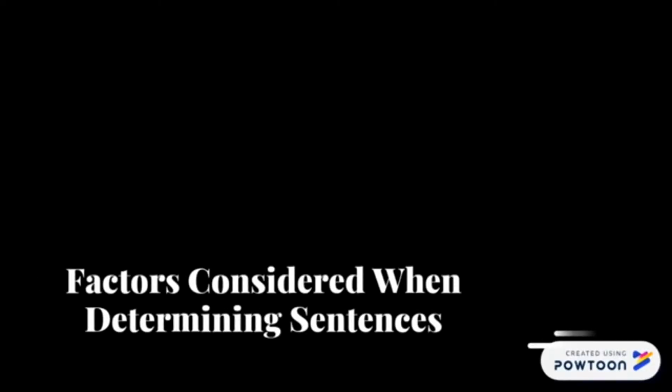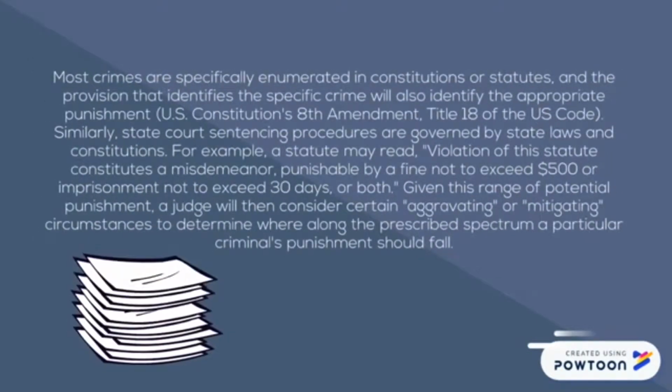These two perspectives can be seen in the factors that are considered in determining sentences. Most crimes are specifically enumerated in constitutions or statutes, and the provision that identifies the specific crime will also identify the appropriate punishment. The U.S. Constitution's 8th Amendment provides that excessive bail should not be required, nor excessive fines imposed, nor cruel and unusual punishments inflicted.